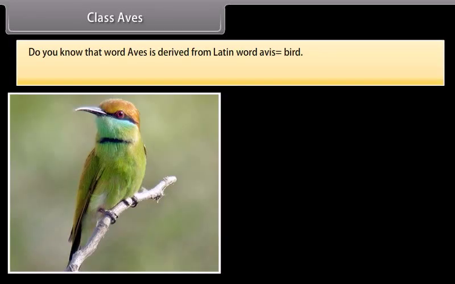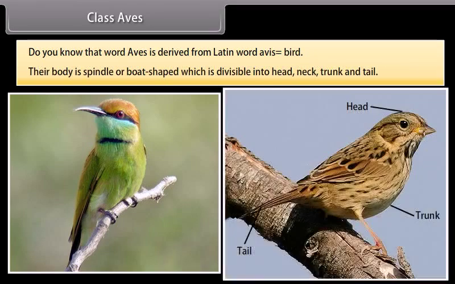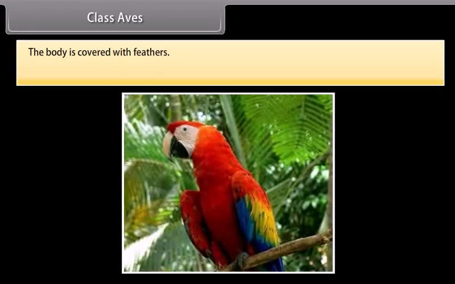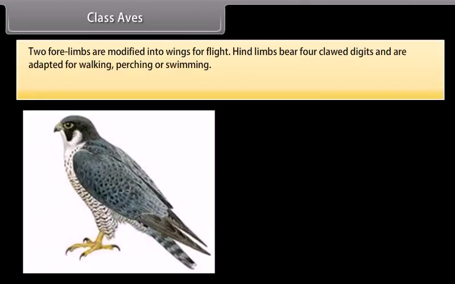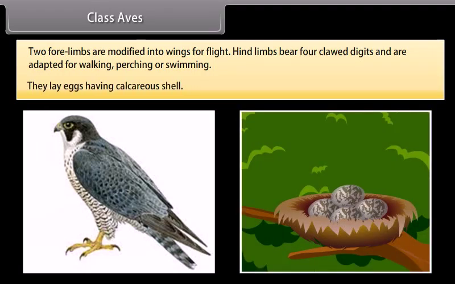Class Aves. Do you know that the word Aves is derived from the Latin word avis, which is bird? Their body is spindle or boat-shaped, which is divisible into head, neck, trunk, and tail. The body is covered with feathers. They are warm-blooded animals. Their heart is four-chambered. They breathe through lungs. Two forelimbs are modified into wings for flight. Hind limbs bear four clawed digits and are adapted for walking, perching, or swimming. They lay eggs having a calcareous shell.